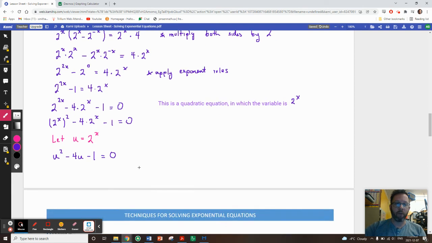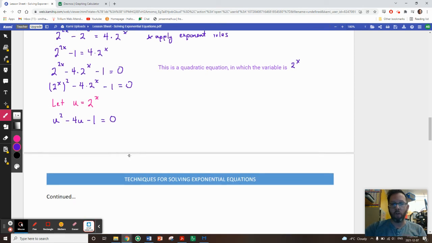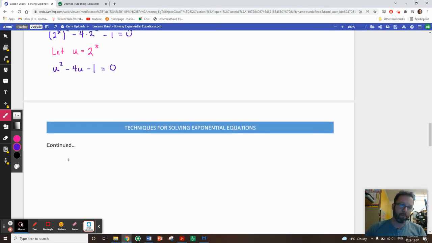Let's solve this quadratic equation for u. So u equals negative b, which would be positive 4, plus or minus the square root of b squared, so negative 4 squared, minus 4 times a times c. A in this case is 1, c is negative 1, all divided by 2a.